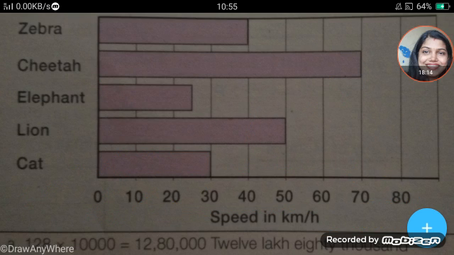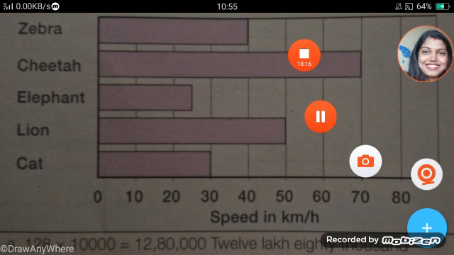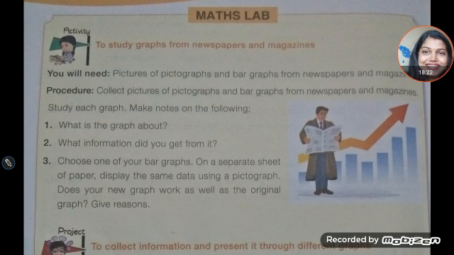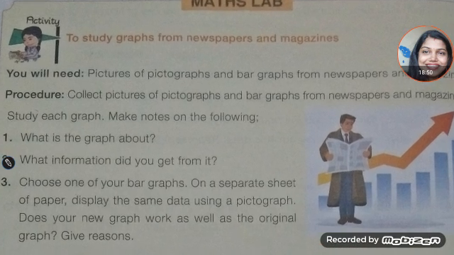I hope this concept is clear and you'll draw it neatly in your classwork. So children, I hope the concept is quite clear to you. The given is a newspaper activity which is based on the graph. You can collect the graphs you find in newspapers and magazines and make a note of them, children. What is the graph about and what information did you get from that graph? Choose one of the bar graphs on a separate sheet of paper and display the same data using a pictograph. Does your new graph work as well as the original graph? Give reason. So this is an activity which you're going to perform using newspapers and magazines.